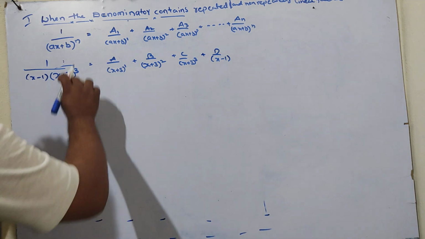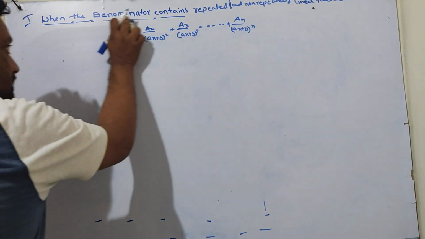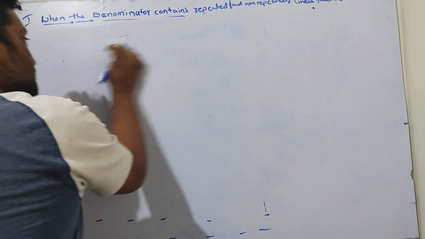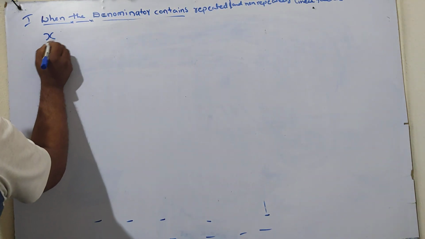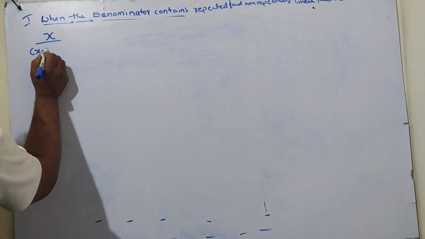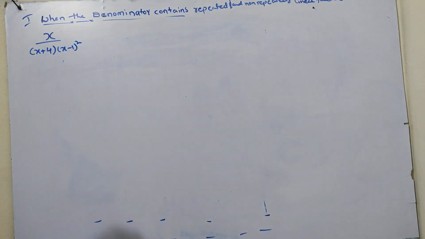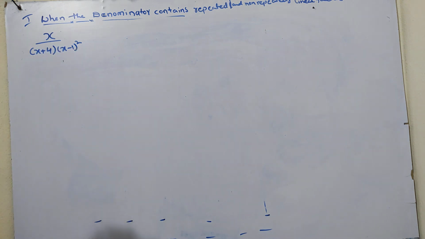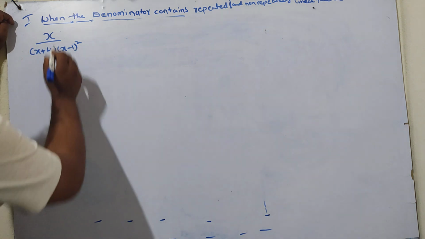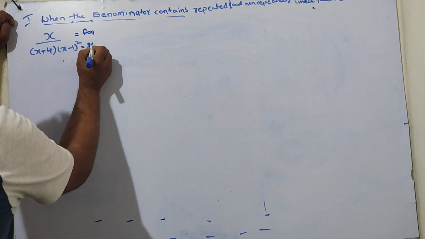Now the general form is over. Now we are solving one problem. If the question is like this: x by (x plus 4)(x minus 1) whole square. So in this case, first of all, this one is f of x, and this one is g of x.